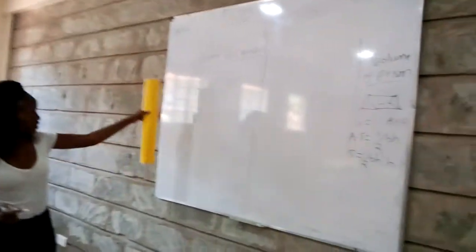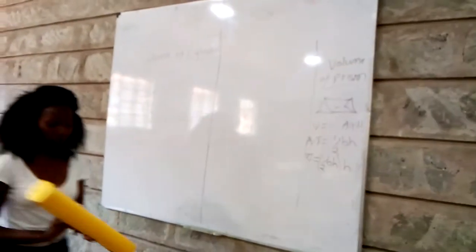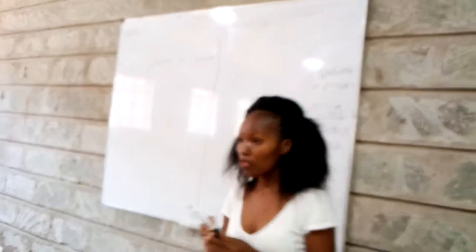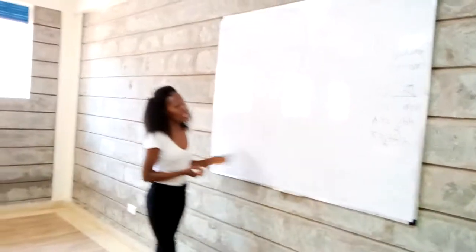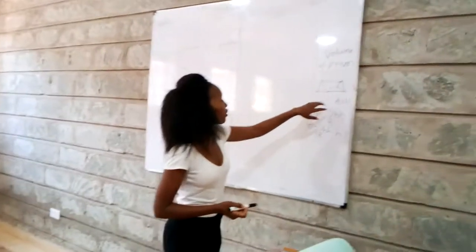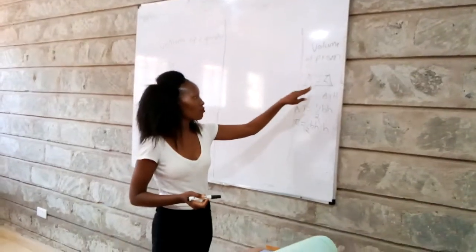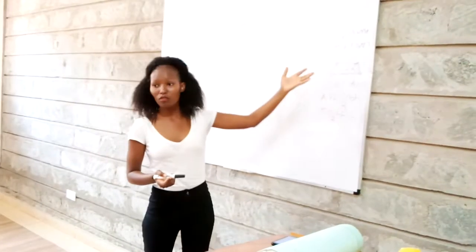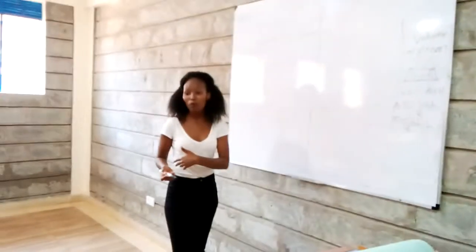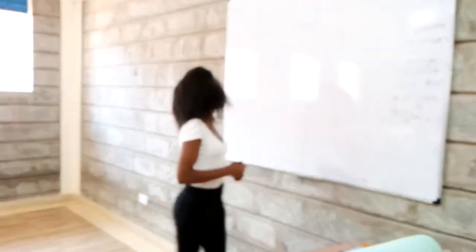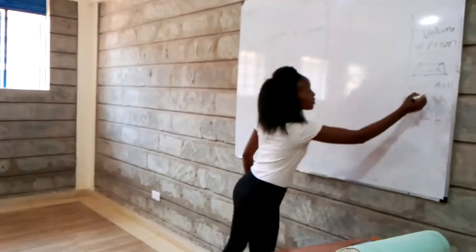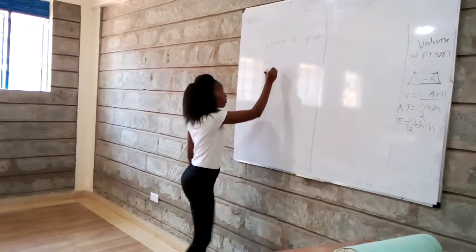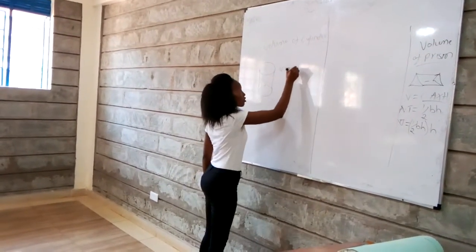My students, is this how our cylinder looks like? Yes. And we say that from our previous lesson, the volume of a prism, any prism, I think you know the types of prisms. We have the triangular ones, the square ones, the cylindrical ones, and so on. So we say that the volume equals cross-section area times height.